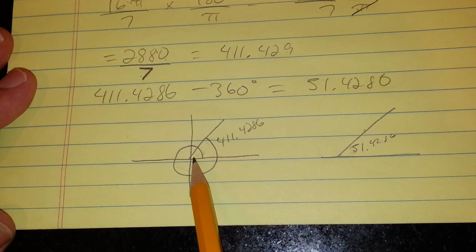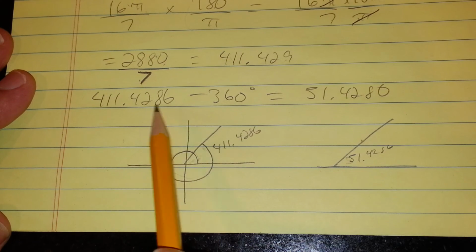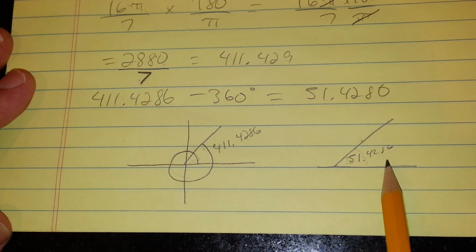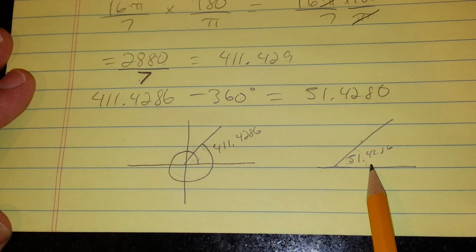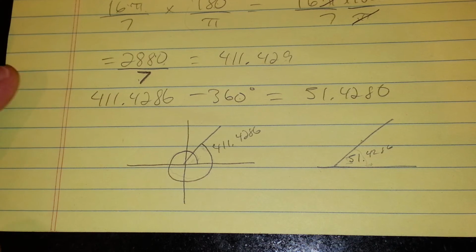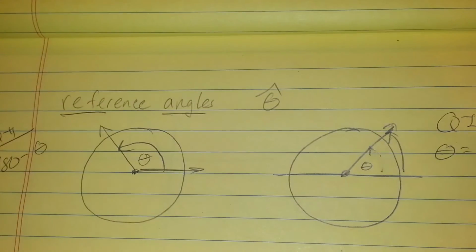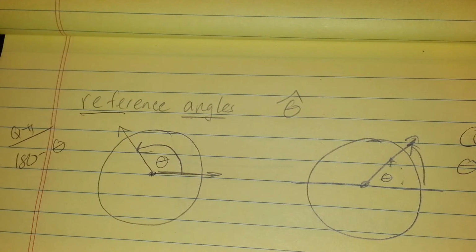This angle here, just so you know what this angle is, would be 411 minus 360. So this is about 51 degrees past the x-axis, okay? All right? So that is another way of determining what quadrant we're in. All right. Finally, I got about a minute or so. I don't want to go too long. It's 9:40. Let's talk about reference angles.